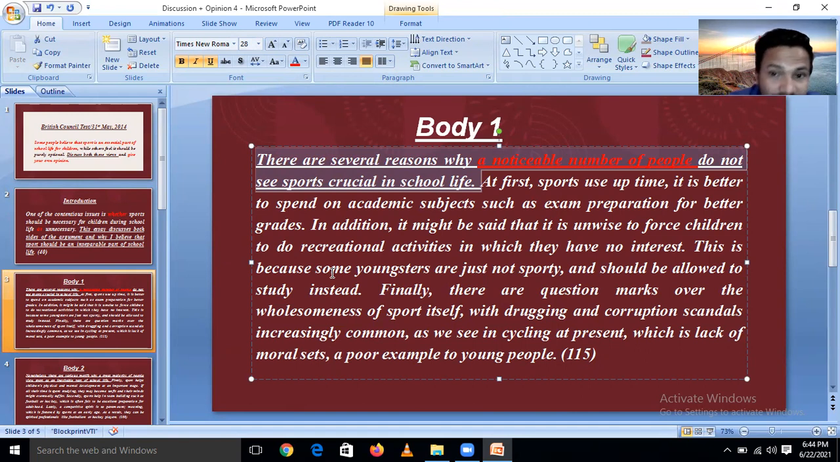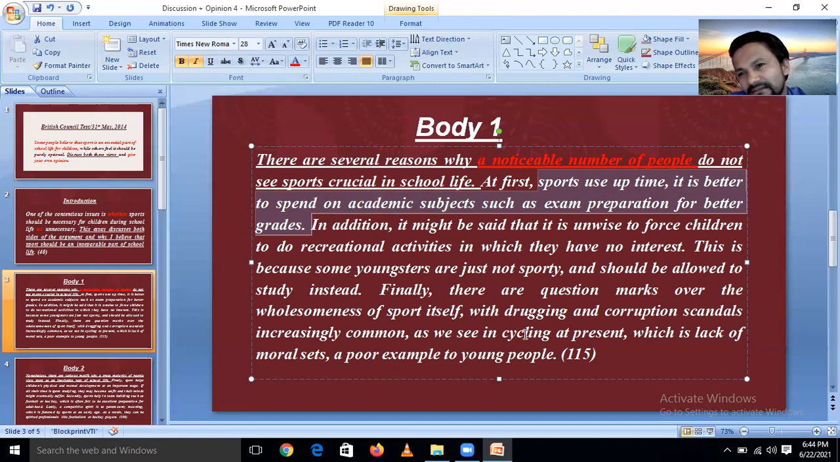At first, what is the first reason? Sports use up time. They consume time of the students. It is better to spend it on academic subjects such as exam preparation for better grades. They think that this is a waste of time. Rather, in place of playing, students should spend time on subjects for their better score, better grade. They think this. And what is the other reason? The first reason is this. Then what is the second reason? In addition, what is the second reason?